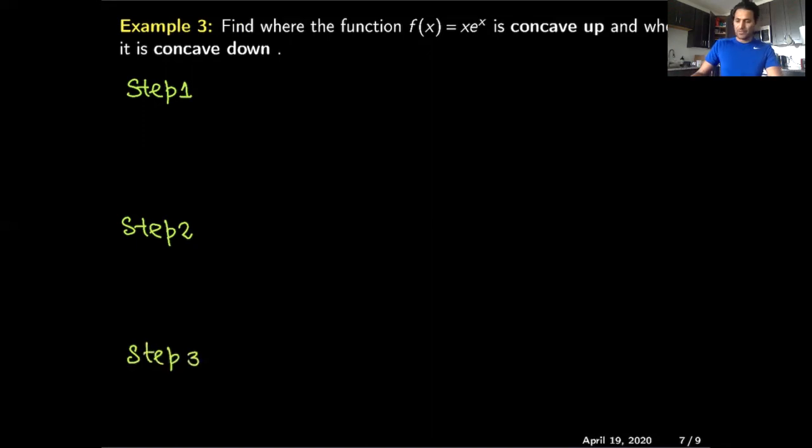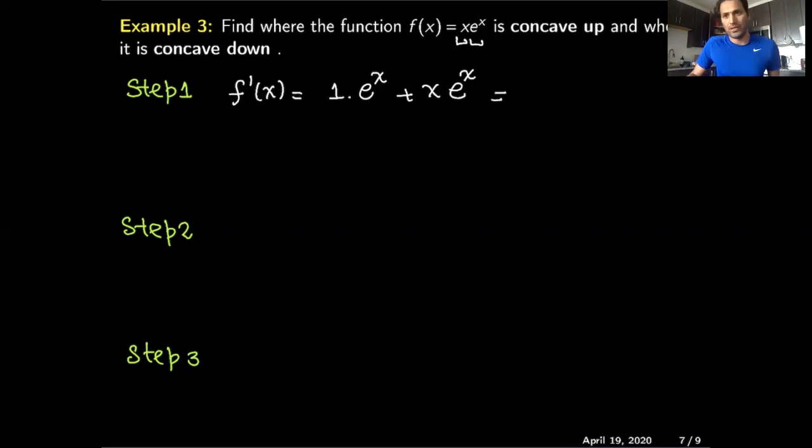In step number 1, we will calculate the second derivative of this function. So f prime of x. This time we have to use the product rule because it's the product of two functions. The derivative of the first function is 1, and the derivative of e to the power x is as it is, and then x times the derivative of e to the power x, which is as it is. This is the product rule: the derivative of one function times the other function, an addition sign, and then the other way around. If I pull out e to the power x, I will get 1 plus x.